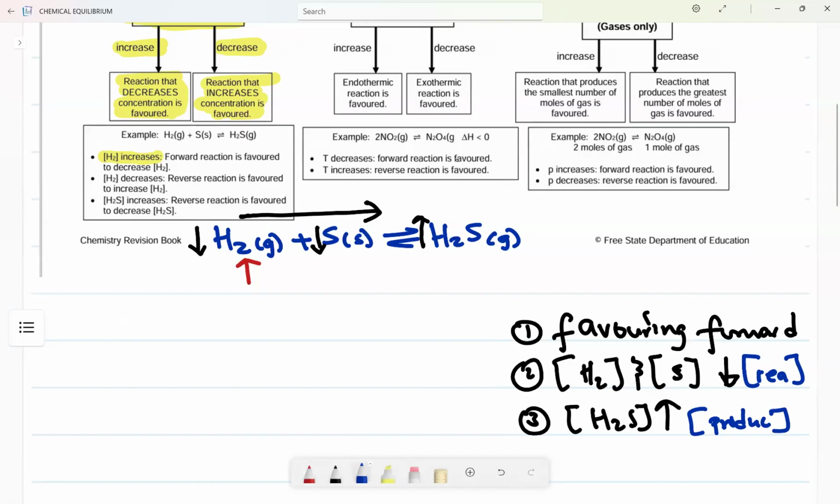Remember, the system will try to decrease the amount of H2 by favoring the forward reaction. When you reason, you do not say the system will favor the reaction that decreases concentration. You have to tell us which reaction was favored. You'll say the system will favor the forward reaction, or the forward reaction will be favored.